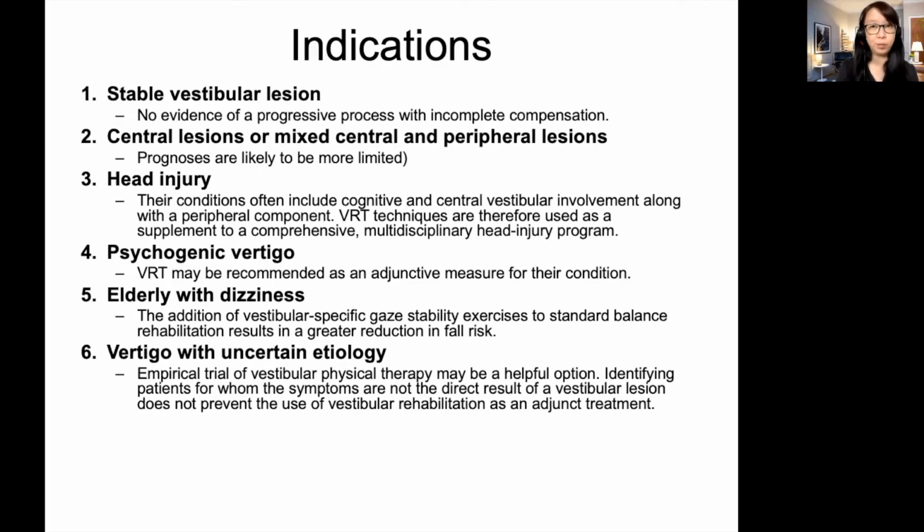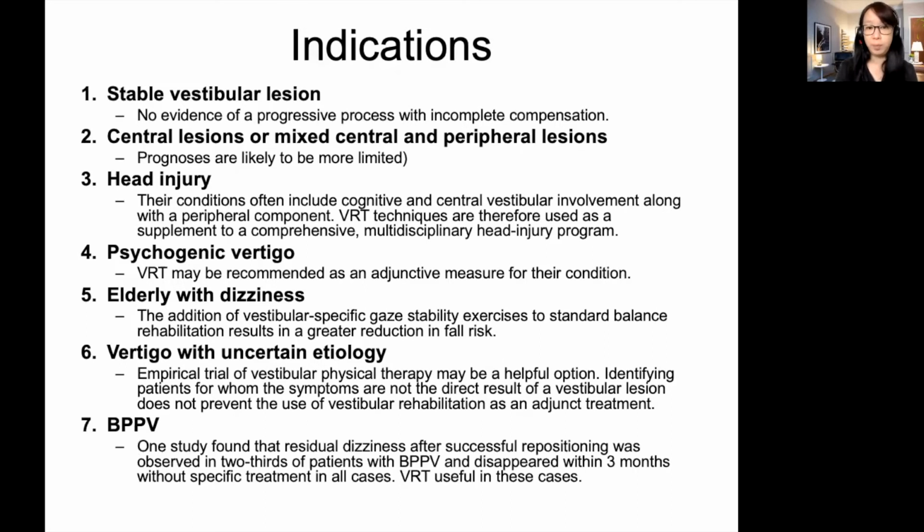Vertigo with uncertain etiology. Sometimes we get patients who have persistent dizziness and we don't really know the cause. Everything else may be normal. VRT can help. BPPV, again, going back to what Ms. Azrin has said, can be helped with repositioning maneuvers. But sometimes after the repositioning, they get lingering dizziness or a heavy-headed feeling, and that's where VRT is helpful.